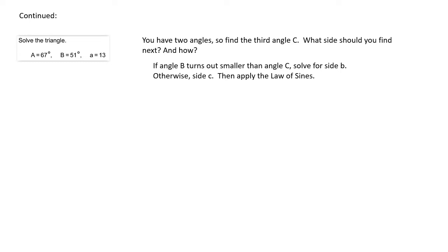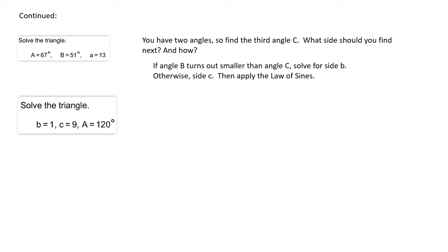Well, if angle B turns out to be smaller than angle C, we're going to solve for side B, otherwise side C. Then apply the law of sines. Now, I will note once again, I always try to work with the smaller side, smaller angle, if I can. Don't necessarily have to, but it's safer because I can avoid the ambiguous case which could sneak up and get me. All right, next one.